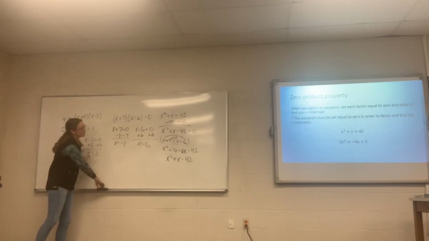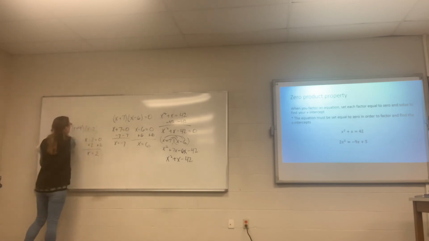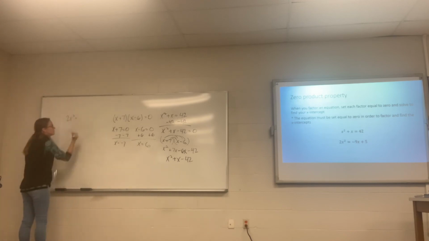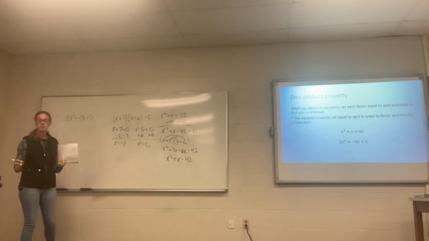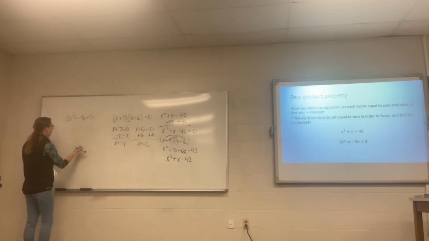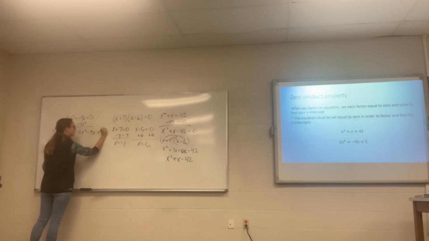Okay, so the next one, we have 2x squared is equal to negative 9x plus 5. First things first, I need to get everything on the same side, so I need to get it set equal to 0. So I can subtract over my 2x squared. So I have 0 is equal to negative 2x squared minus 9x plus 5.